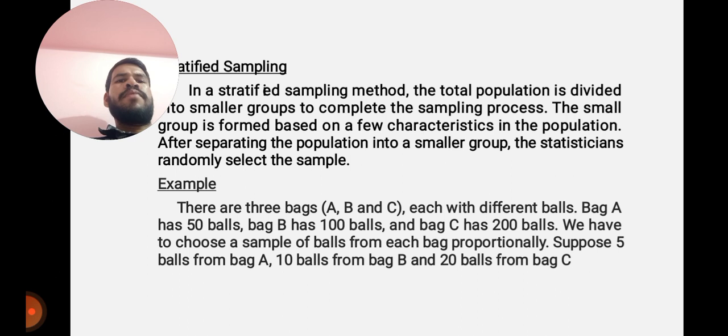Example: there are 3 bags A, B, and C, each with different balls. Bag A has 50 balls, bag B has 100 balls, and bag C has 200 balls. We have to choose a sample of balls from each bag proportionally. Suppose 5 balls from bag A, 10 balls from bag B, and 20 balls from bag C.